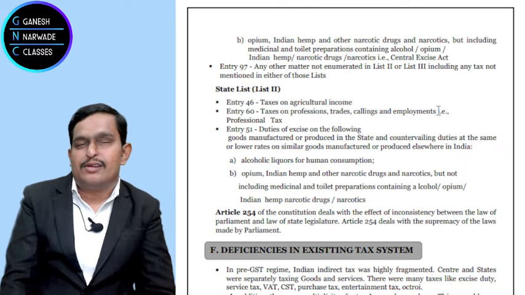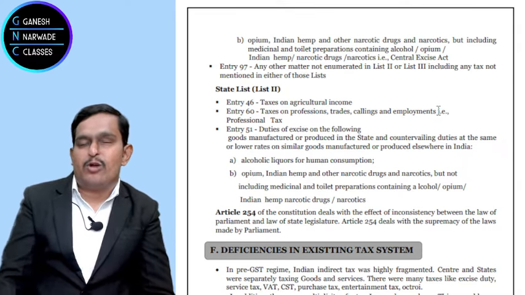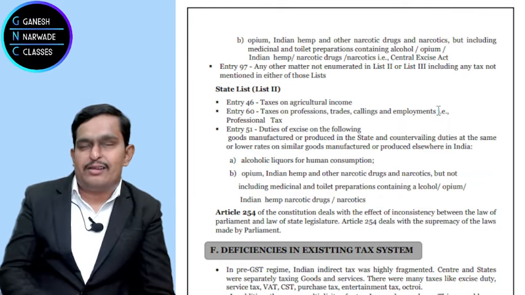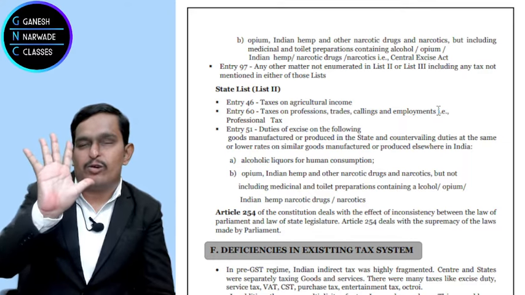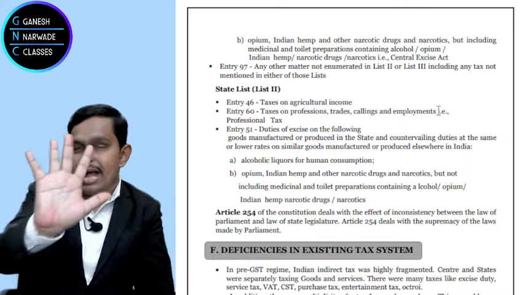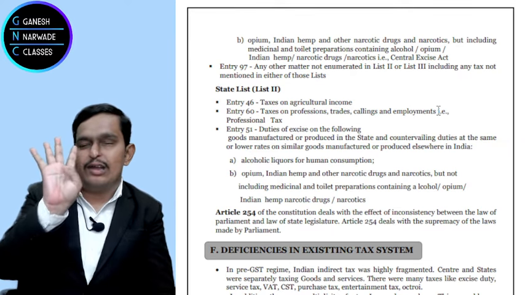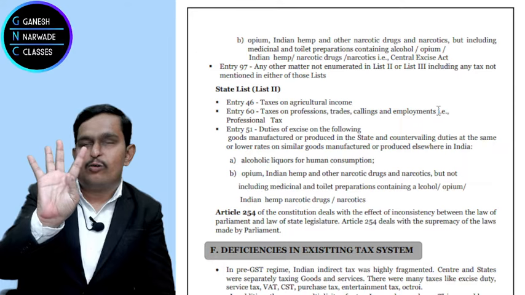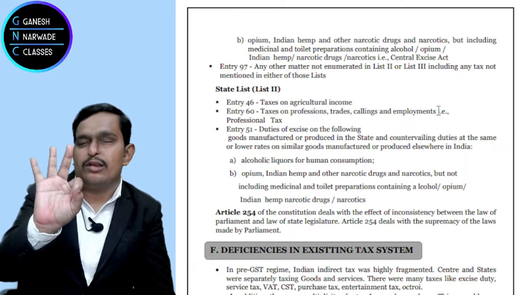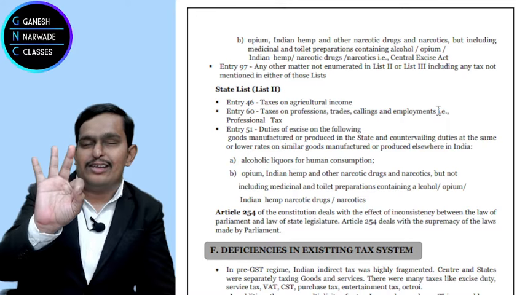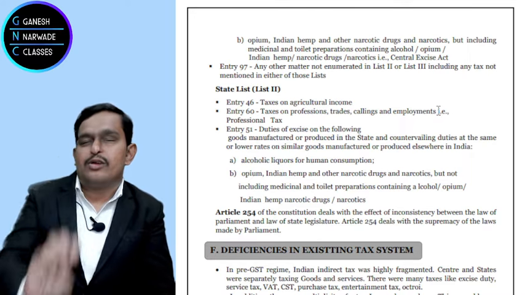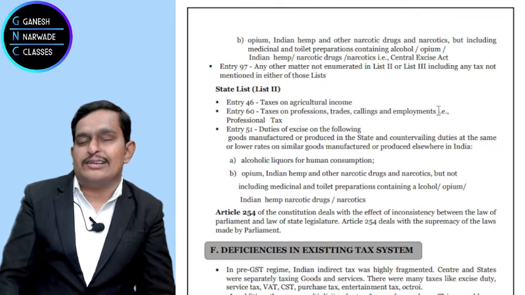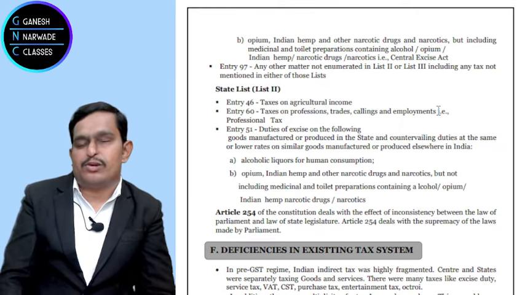Clear? Very good. Now, but there is an item called alcoholic liquor for human consumption, opium, Indian hemp, narcotic drugs and narcotic products. Totally 5 things I said, correct? Once again, say it with me. Alcoholic liquor for human consumption. Second one, opium. Indian hemp. Fourth one, narcotic drugs. Fifth one, narcotics. These 5 items, central government cannot levy the tax under entry number 84.